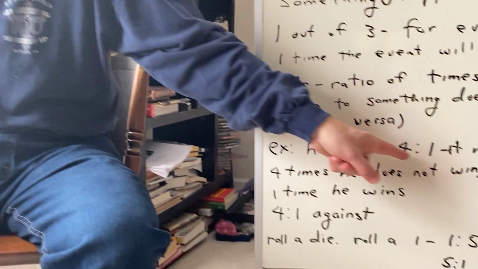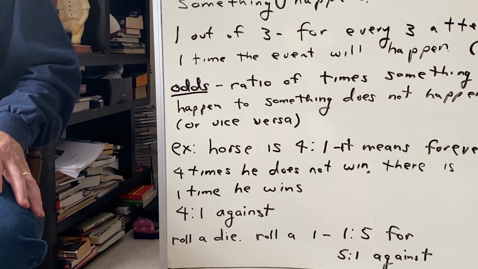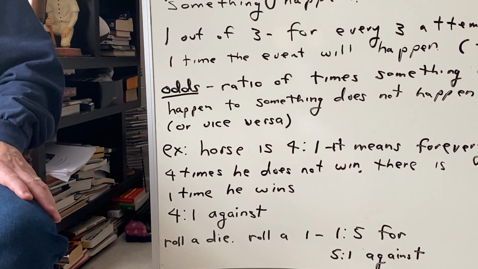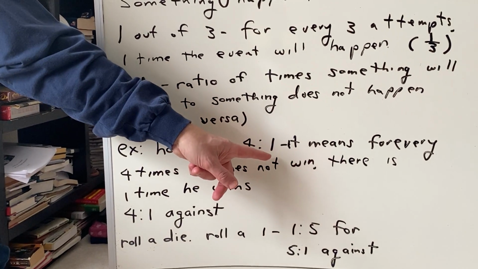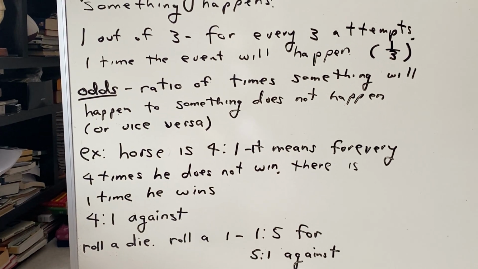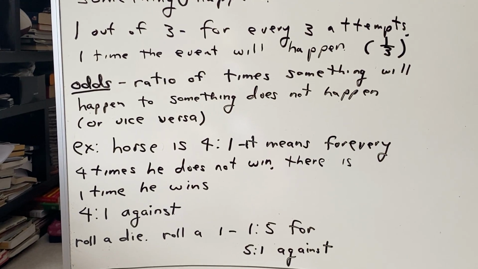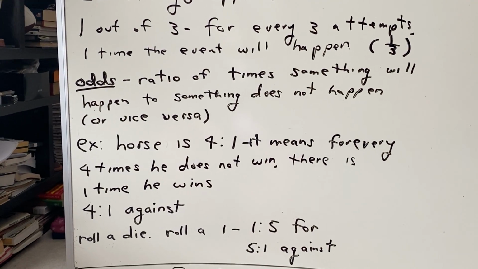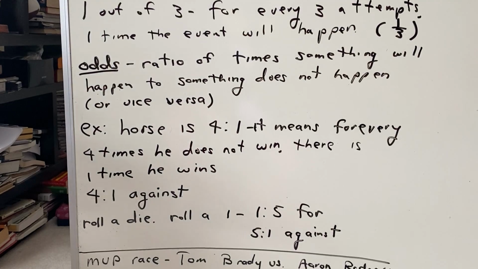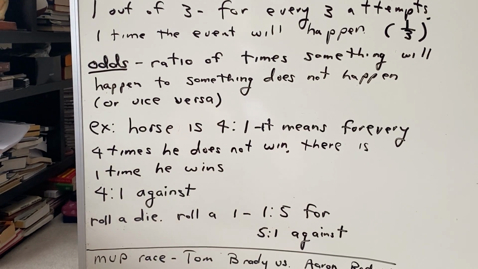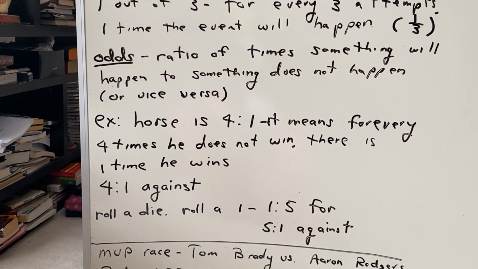Okay, so again, getting back to this 4-1, almost always, it's going to mean for every 4 times they don't win, there is 1 time they win, and that means it's against. Again, a lot of times we leave off the word against. So it's a ratio, times of winning to times of not winning, or vice versa.